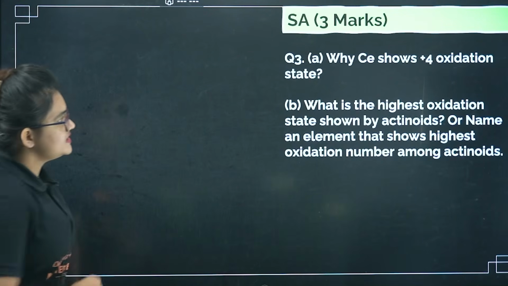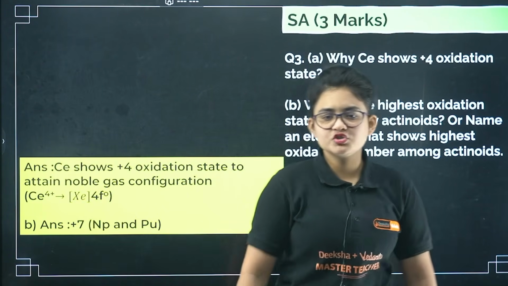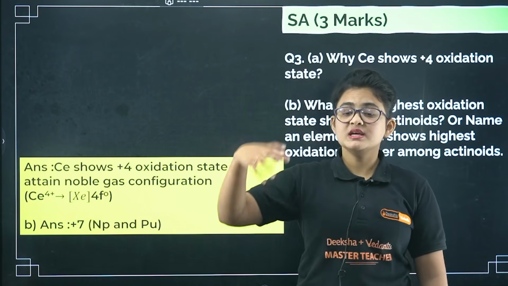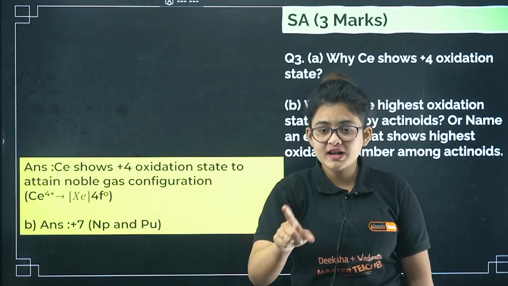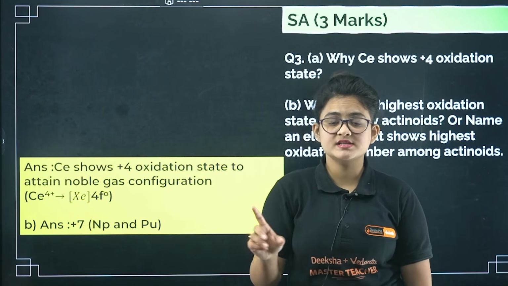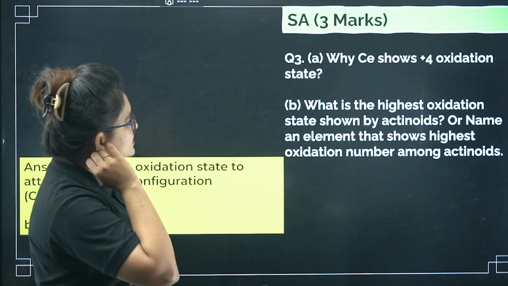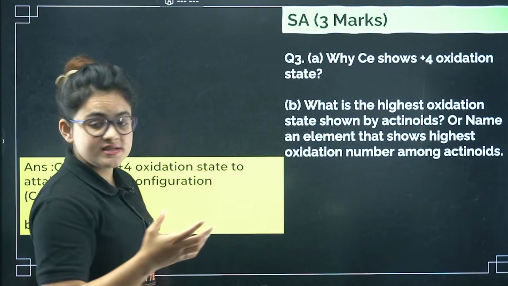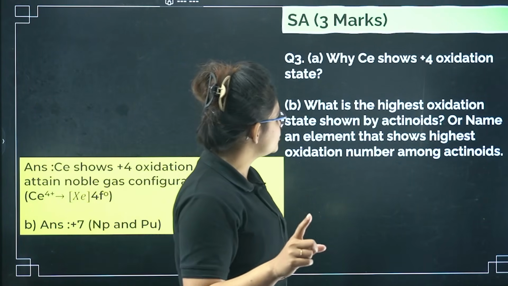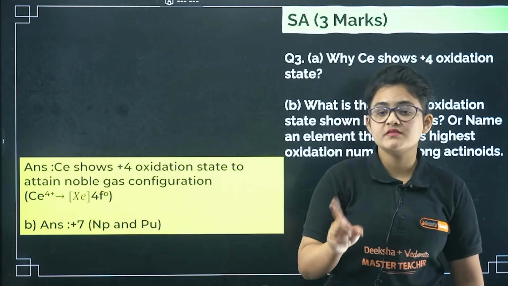Let's proceed. Why does cerium show +4 oxidation state? If you see the electronic configuration, then you will understand. Cerium 4+ gets the xenon-like configuration, that's a noble gas. So to get the inert gas-like configuration, it shows +4 as a better oxidation state. Next, what is the highest oxidation state shown by the actinoids? That is +7. Name an element that shows the highest oxidation number among the actinoids: neptunium is one element that shows +7 oxidation state.